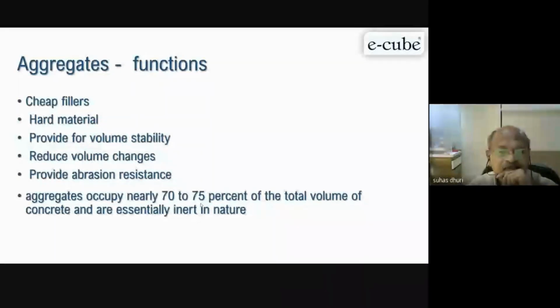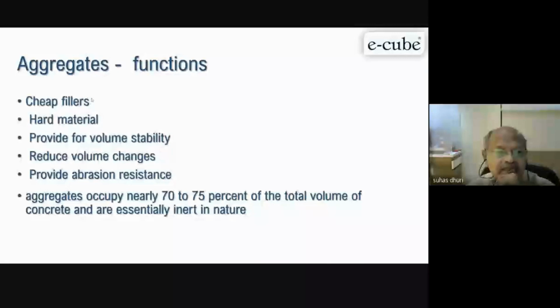What are the functions of aggregate? It is a cheap filler, because you cannot make any member with only cement. That would be very costly, and cement has one peculiar property, which is shrinkage. Now these fillers basically occupy a volume in the range of 70 to 75%. Imagine that. So important they are. The balance is your cement and water. So it is a very hard material.